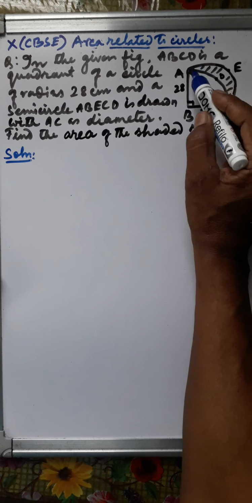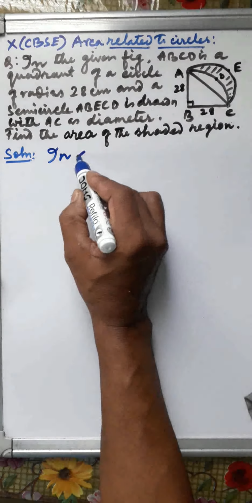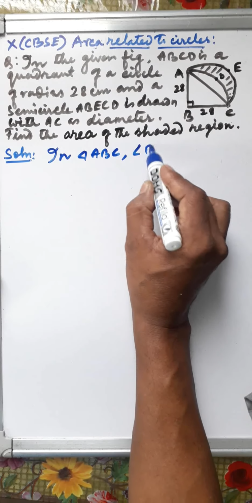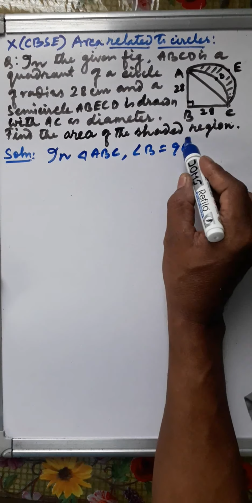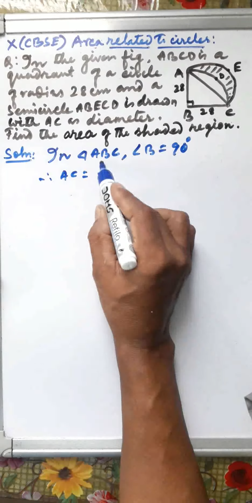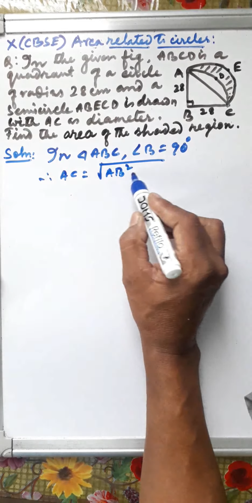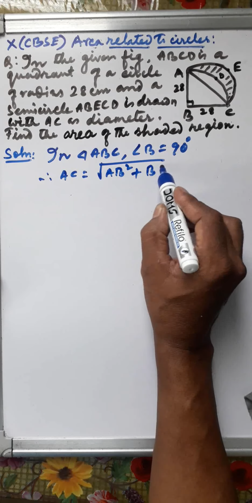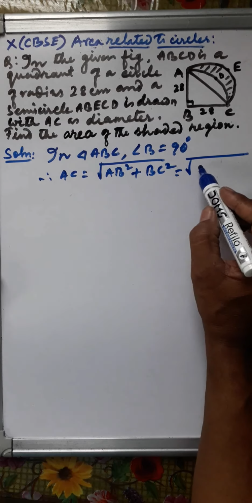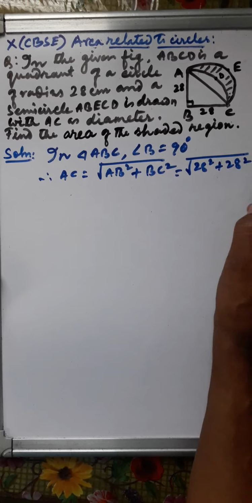At first, let us find the length of AC. So you can write, in triangle ABC, angle B is equal to 90 degrees. Therefore, AC is equal to the square root of AB square plus BC square, and that will give you 28 square plus 28 square.